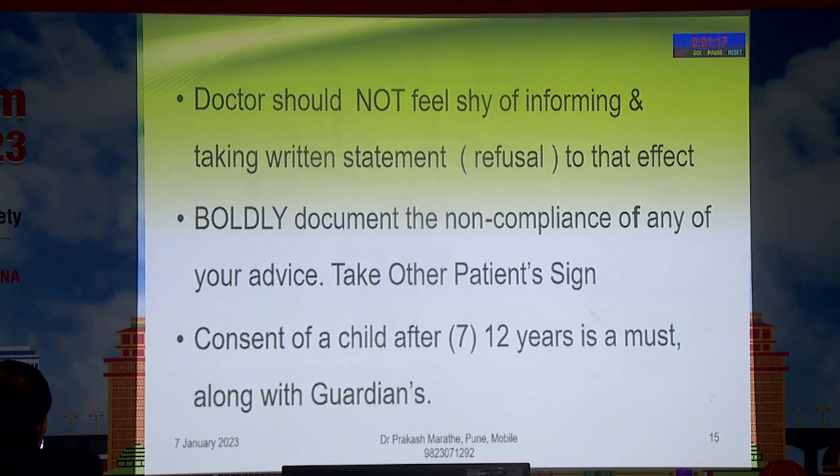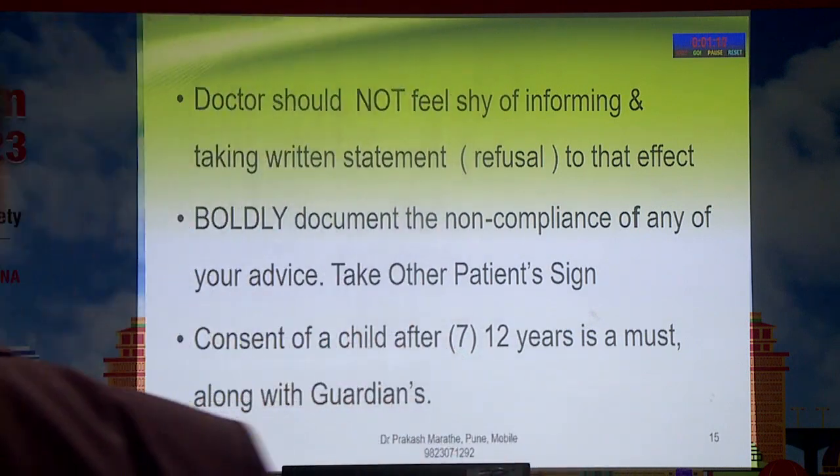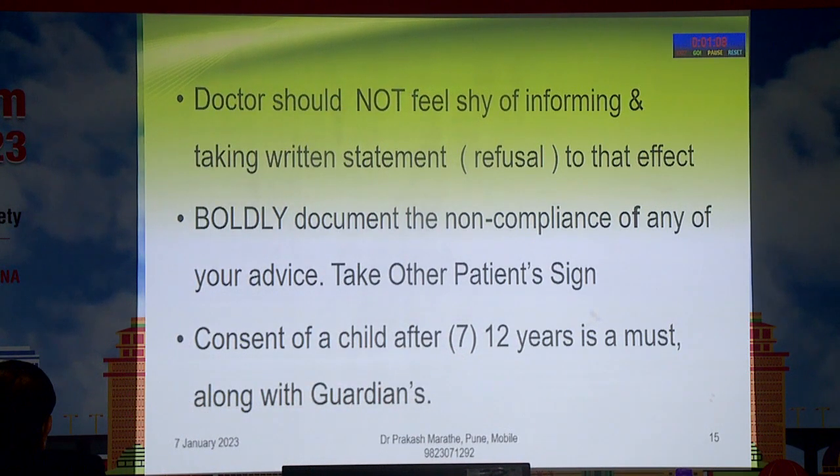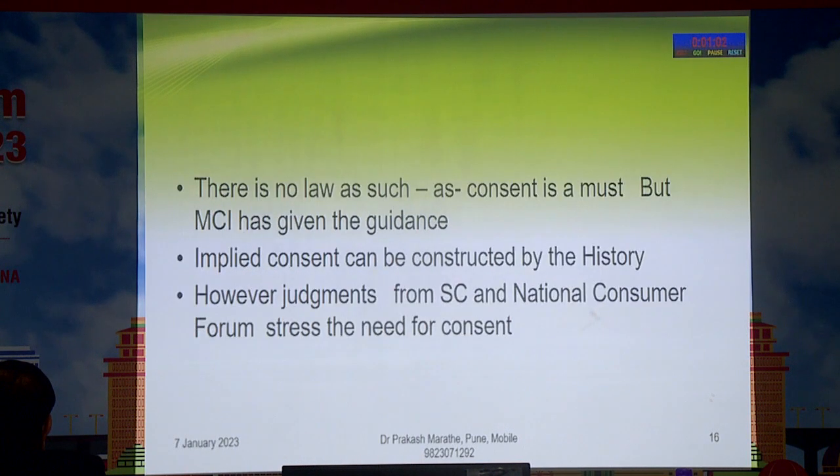In case of refusal, don't proceed for the procedure. You may postpone the surgery or you may cancel the surgery if the consent is not given by the patients and relatives. So consent of a child after 7 years, sometimes it is 12 years, is a must along with guardians. So the guardian must sign. There is no such law that consent is a must, but MCI has given the guidelines. Implied consent can be construed by the history. However, judgments from the SC and National Consumer Forum stress the need for consent.